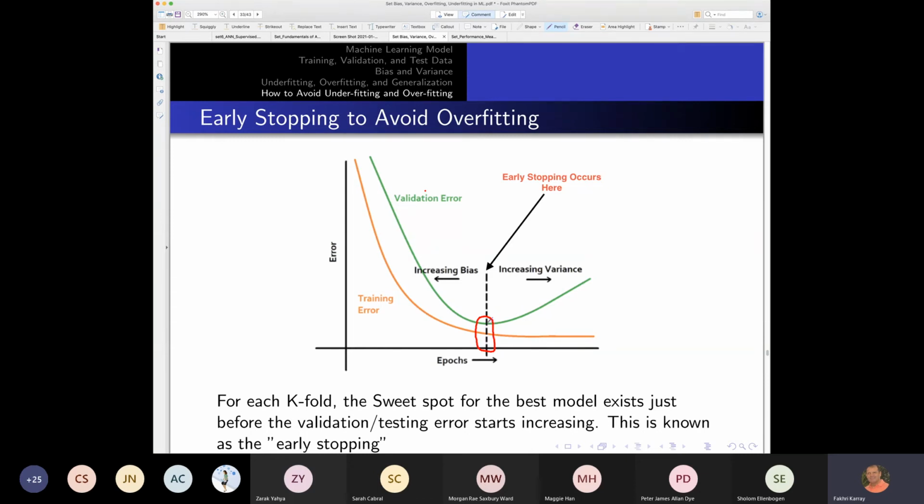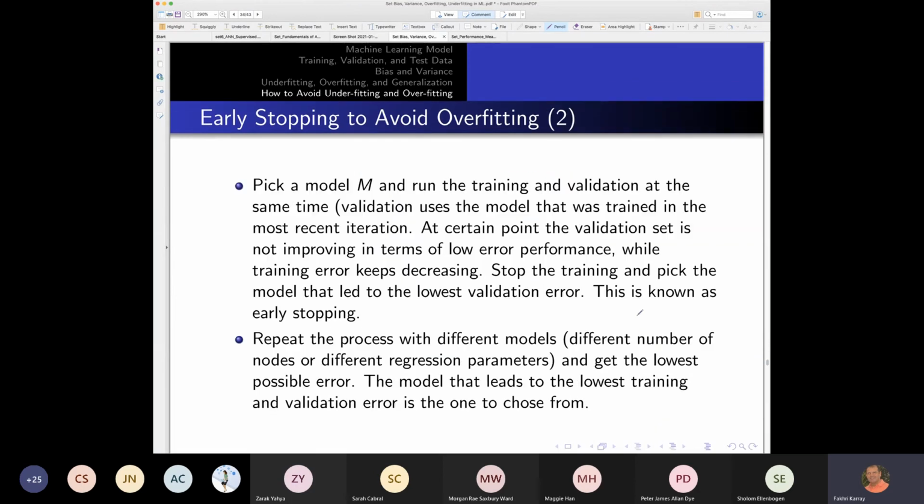Then you stop and you go back to the system and you say that in this particular area, we have the sweet spot for my particular model. So, early stopping to avoid overfitting: pick a model M and run the training and validation at the same time. This is what I just mentioned to you. Validation uses the model that was trained in the most recent iteration.